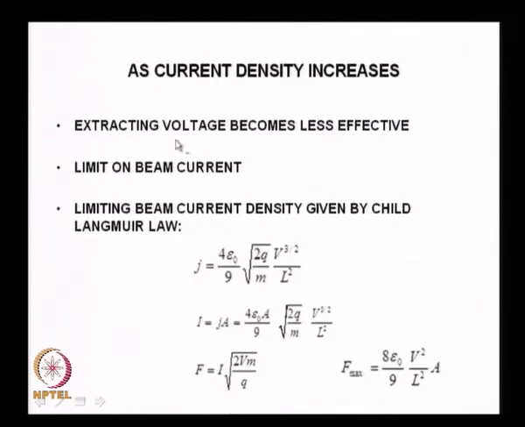Well, this is all what we say: as current density increases, we had three problems. Maybe the extracting voltage becomes less, and therefore Child's law came into the picture.